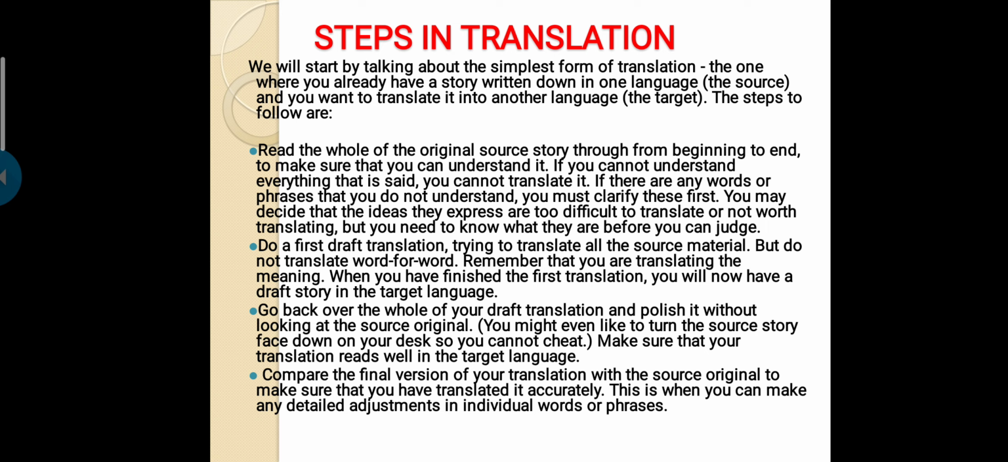Last but not the least, fourth point, compare the final version of your translation with the source original to make sure that you have translated it accurately. This is when you can make any detailed adjustments in individual words or phrases.